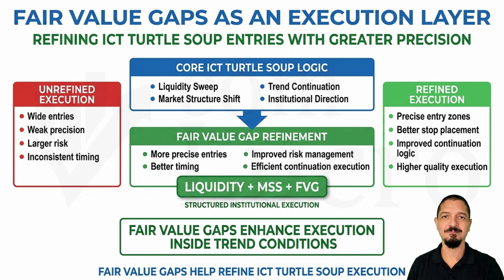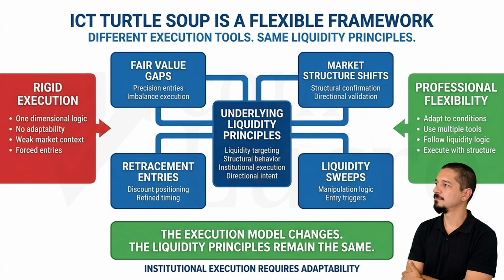In this example, fair value gaps simply act as an additional execution layer within the ICT Turtle Soup framework. While the core logic still comes from liquidity sweeps and market structure shifts, fair value gaps allow us to refine entries with greater precision and better risk management during continuation conditions. The important takeaway is that the ICT Turtle Soup framework is not limited to a single execution model. Depending on market conditions, liquidity context, and overall structure, the setup can be adapted using different tools such as fair value gaps, structural confirmations, or retracement-based entries, while still following the same underlying liquidity principles.